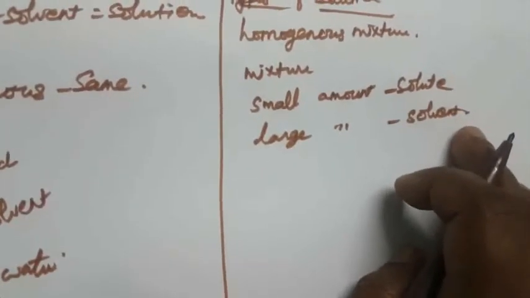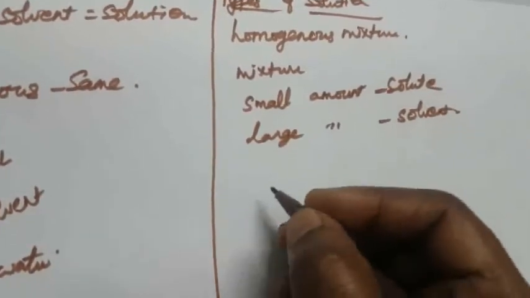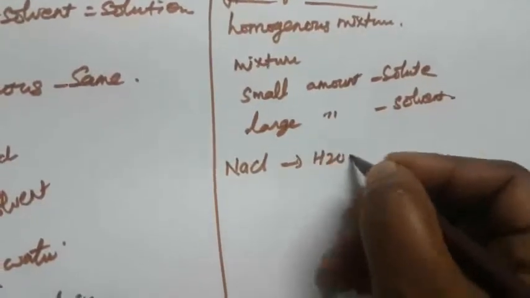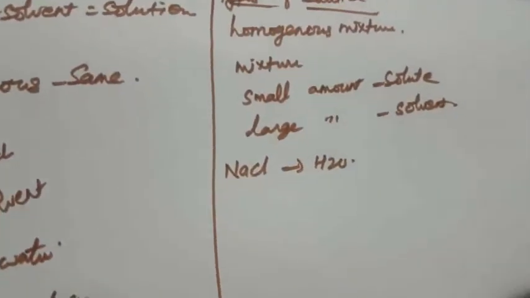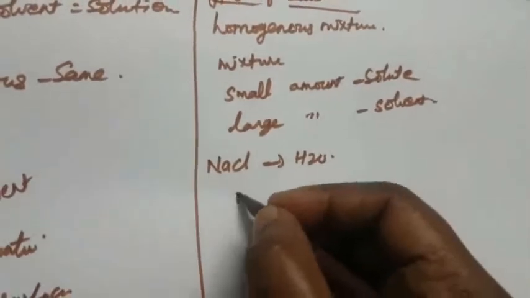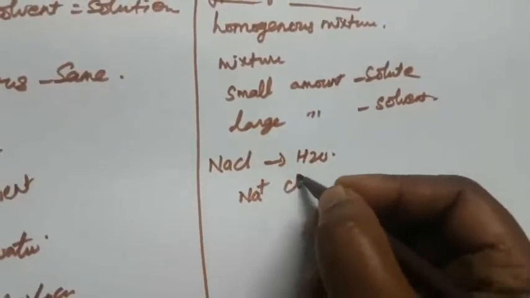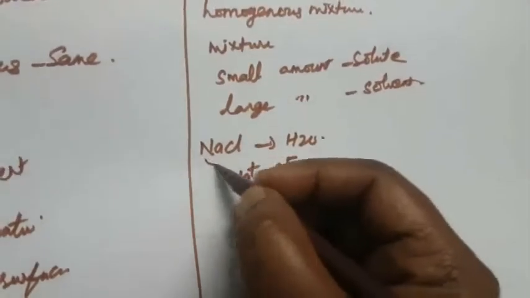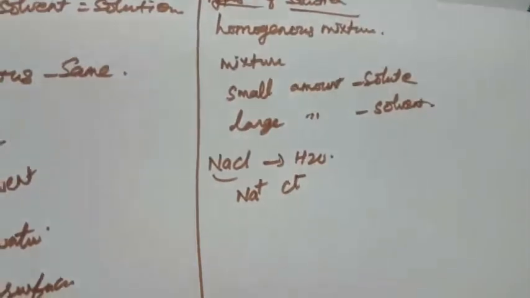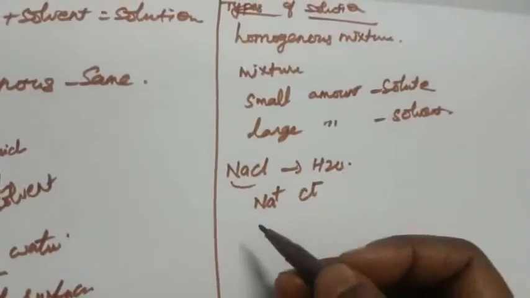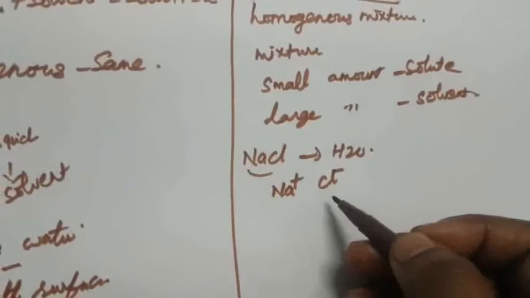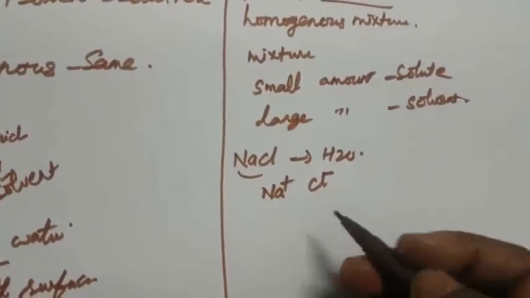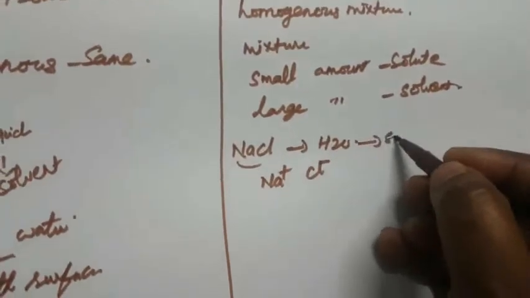For example, a small amount of sodium chloride is dissolved in water, and a homogeneous solution is obtained. In this solution, Na+ ions and Cl- ions are uniformly distributed in the water. When we take sodium chloride, that is table salt, and dissolve it in water, it separates into Na+ ions and Cl- ions, uniformly distributed in water. Here water is the solvent.